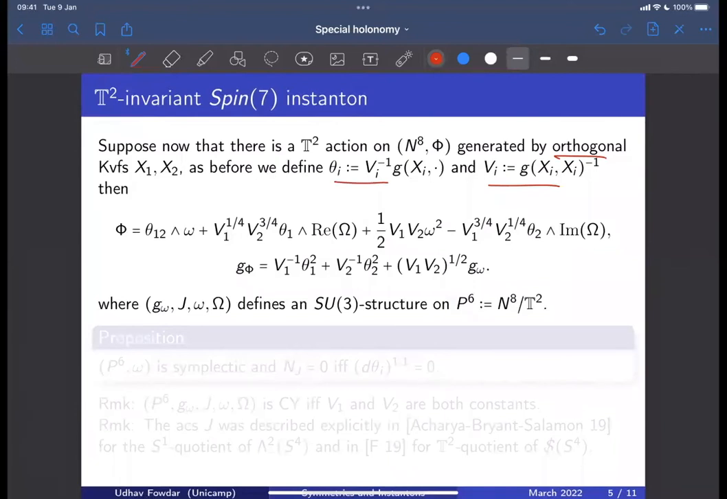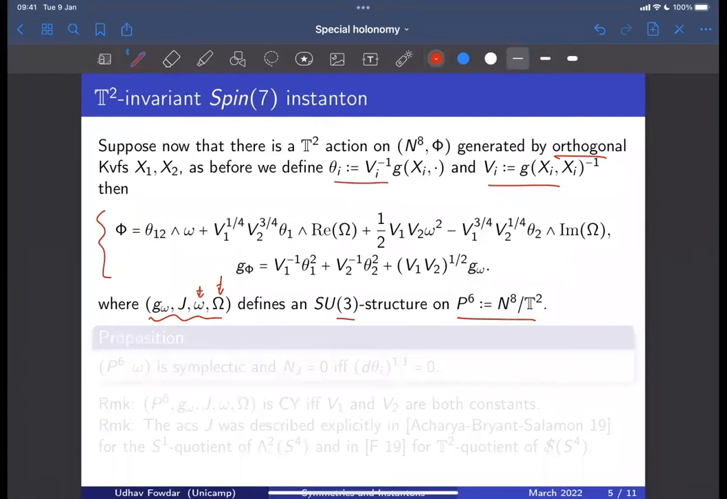Now the quotient space, which is now going to be a 6 manifold, inherits an SU(3) structure. And here's the data determining this SU(3) structure. As before, g here is a metric, J is an almost complex structure, little omega here is a non-degenerate 1-1 form, and this is a complex 3-0 form. And this expression here tells you how these data here, together with the connection form and this function v, determine the Spin(7) structure.